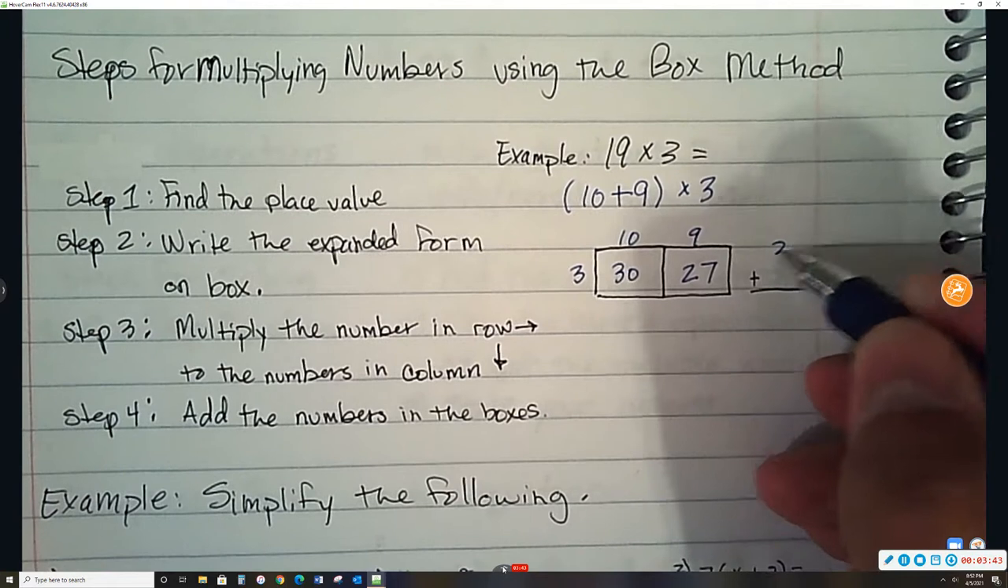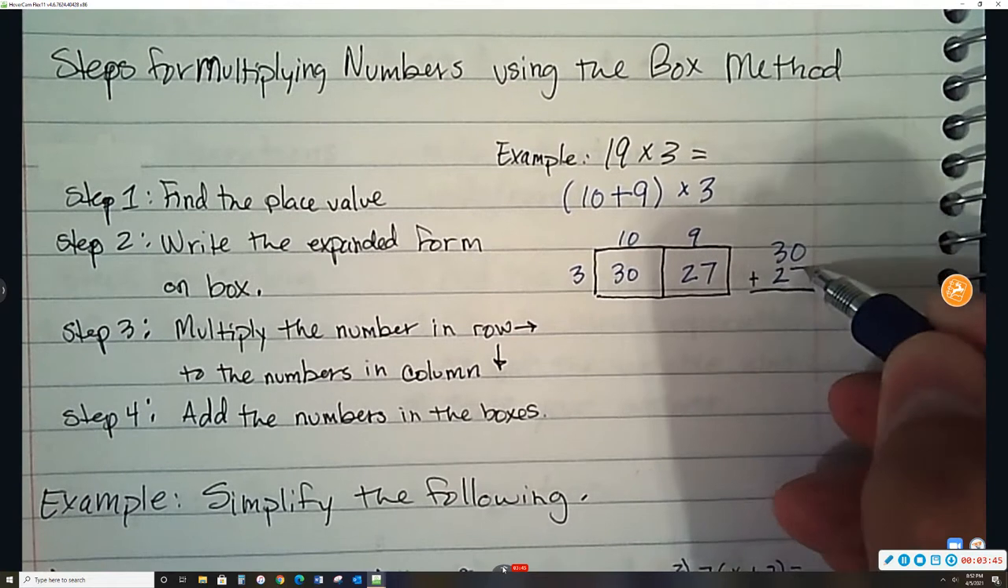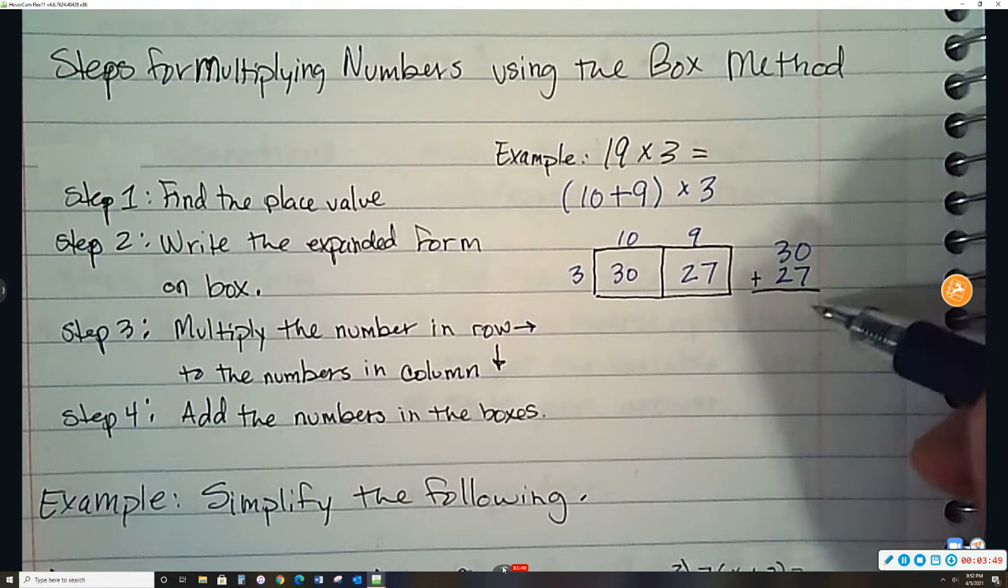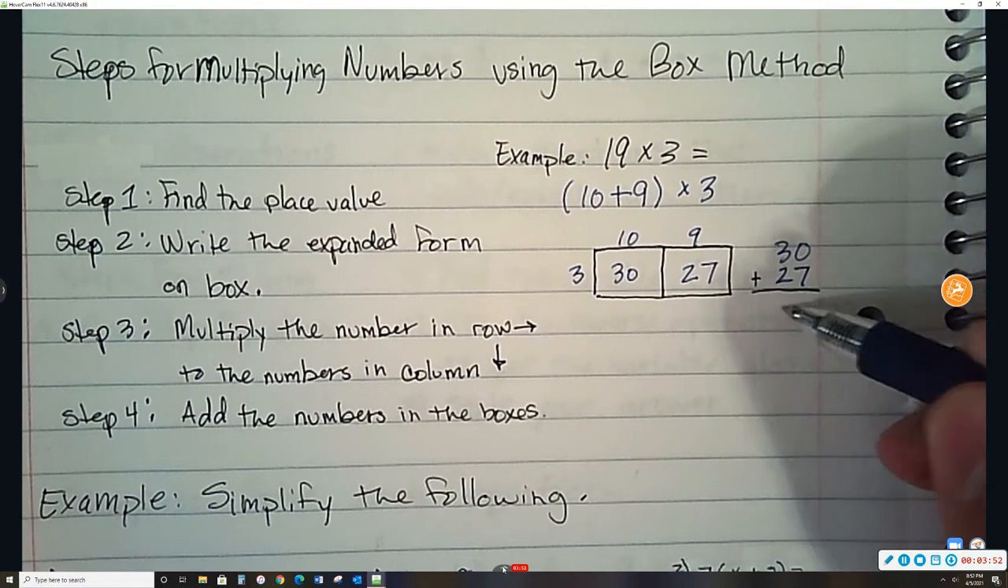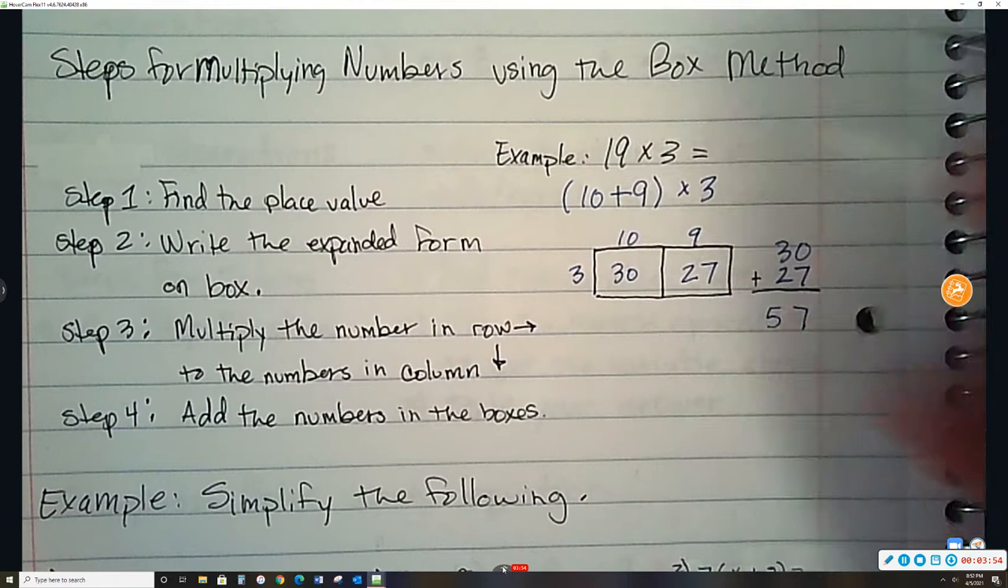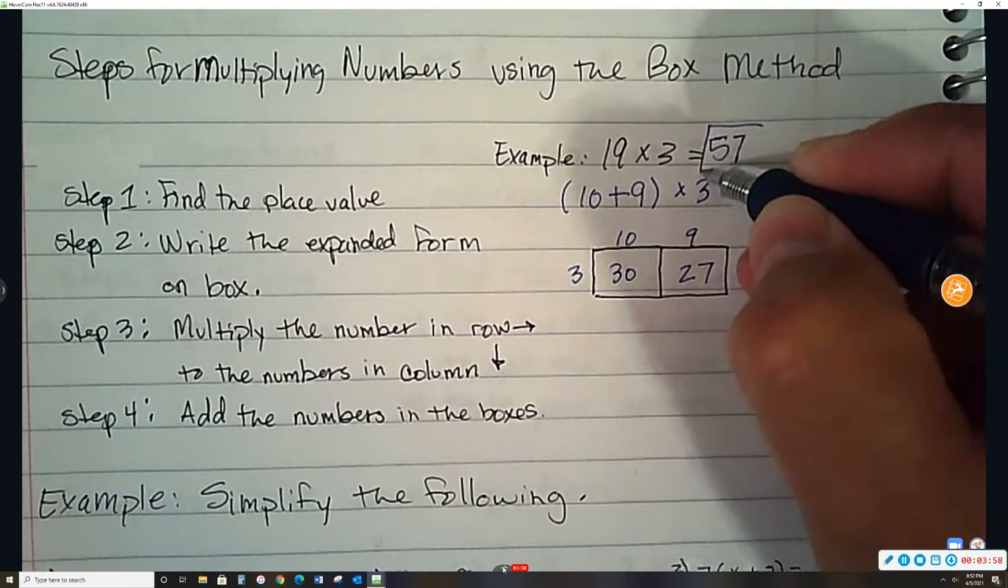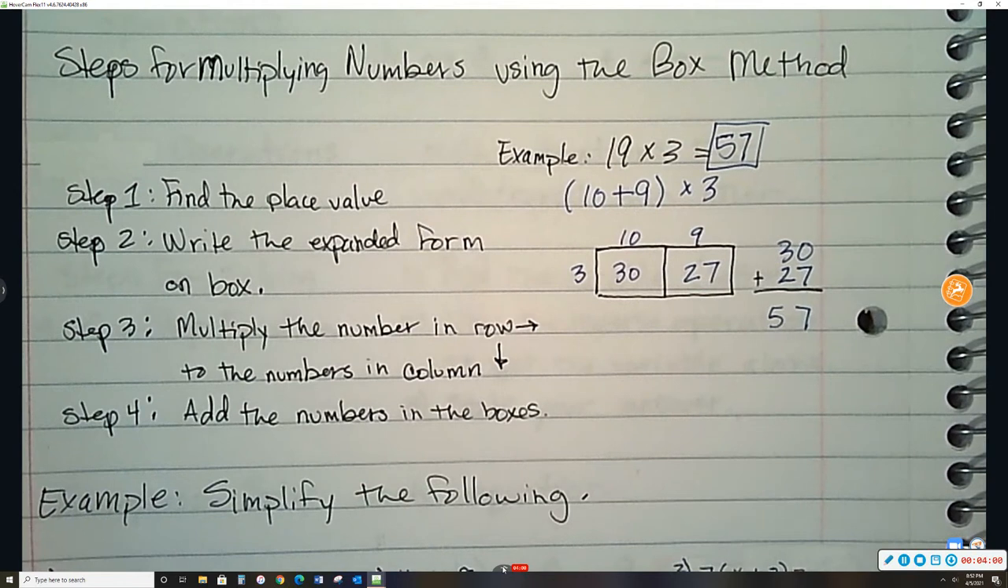That's pretty straightforward. And then after we multiply those, we add the numbers in the boxes. So you have 30 and 27. And then we can add this. This is a simple addition. 0 plus 7 is 7. And then 3 plus 2 is 5. And then that's your answer. 19 times 3 is 57. And that is the box method.